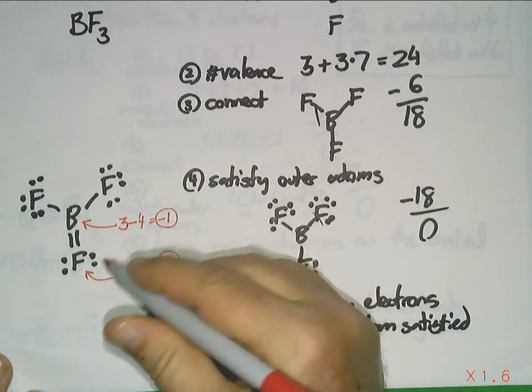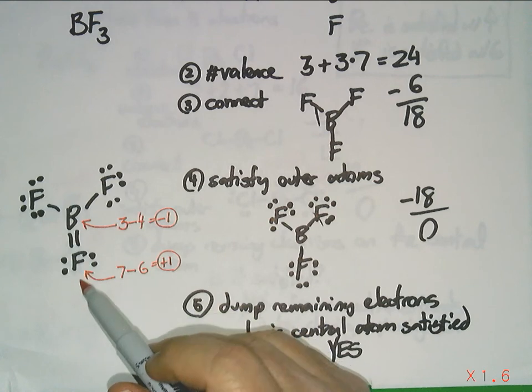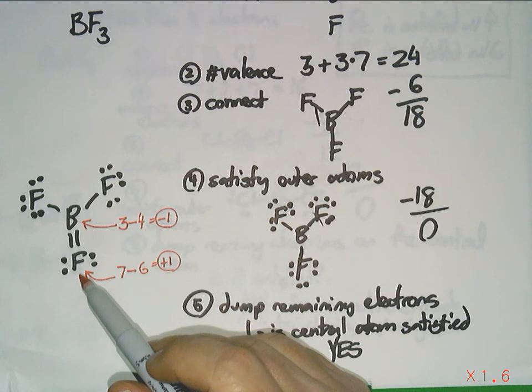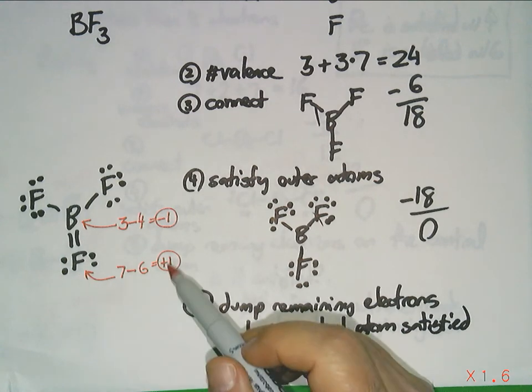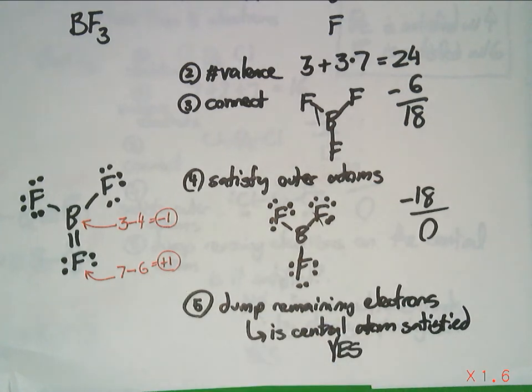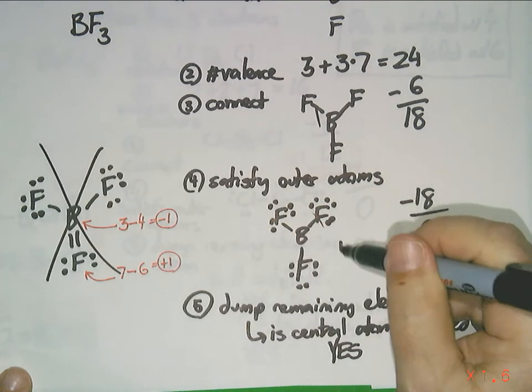Now, remember, fluorine is the most electronegative atom on the table. It is the most electron-greedy element that there is. And it's not going to put up with you giving it a plus 1 charge in a structure. This will never happen. You will never see a plus 1 charge on a fluorine. So this structure can't be correct. This one is the correct one.